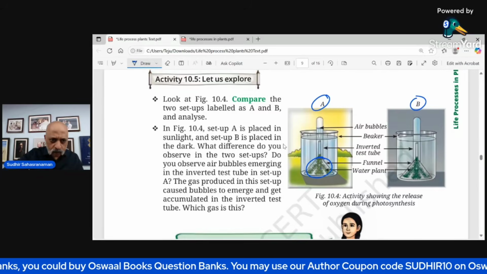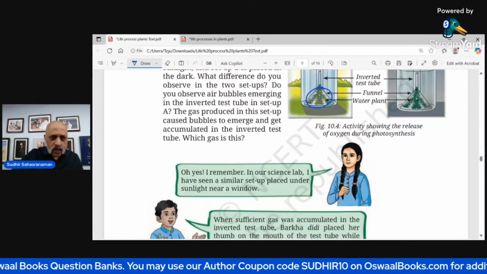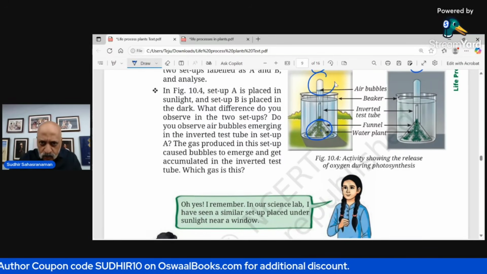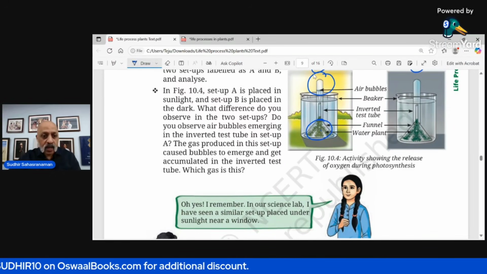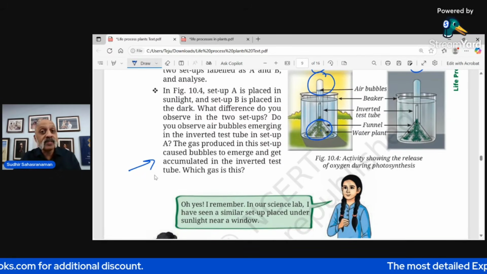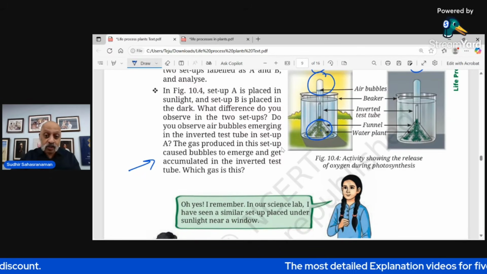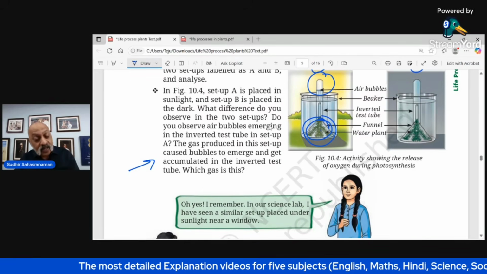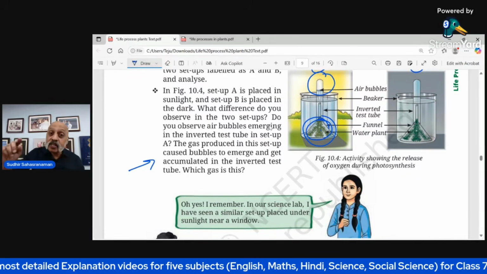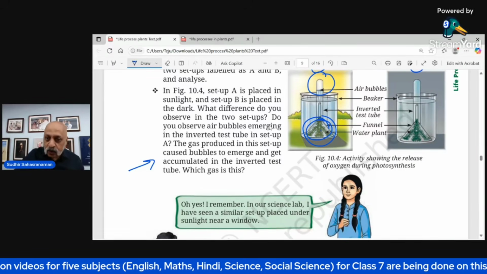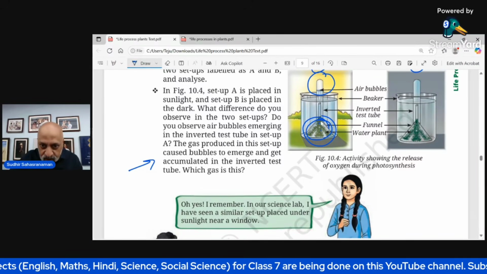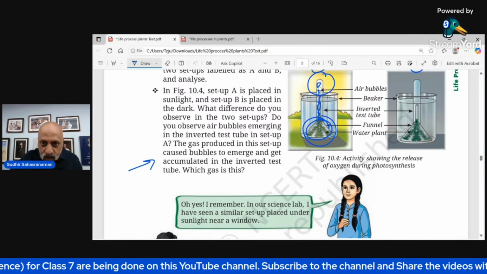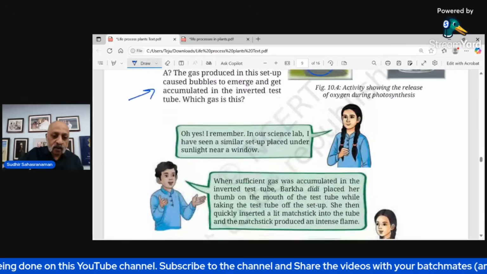So what you do is observe the top portion here, and you would see some air bubbles. The air bubbles mean there is some gas being produced by the plant when it is exposed to sunlight. You can see it because the gas goes from the funnel through this portion, and in this portion you will see some air bubbles being formed.